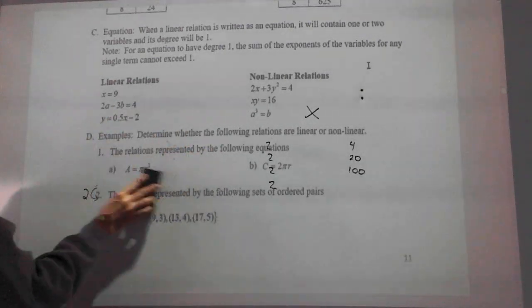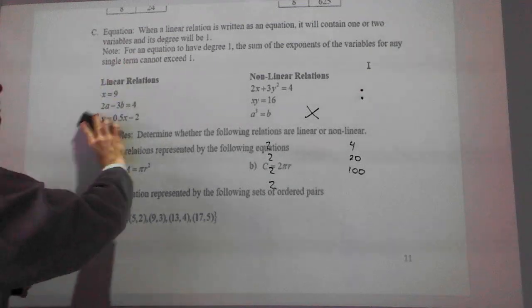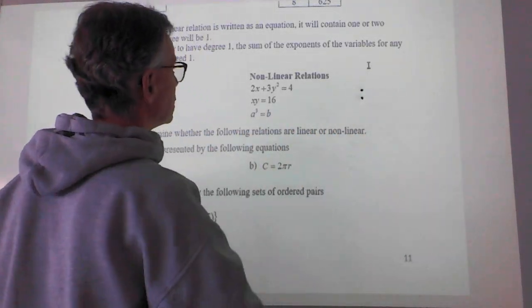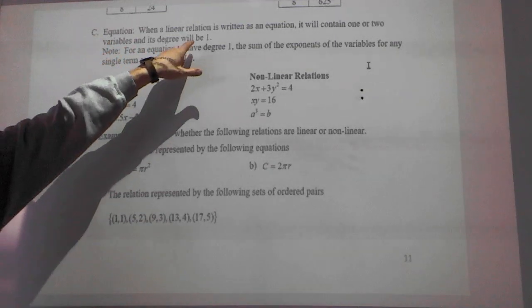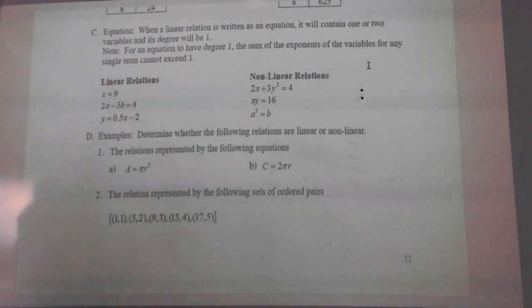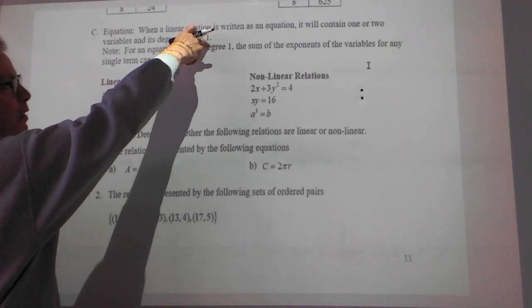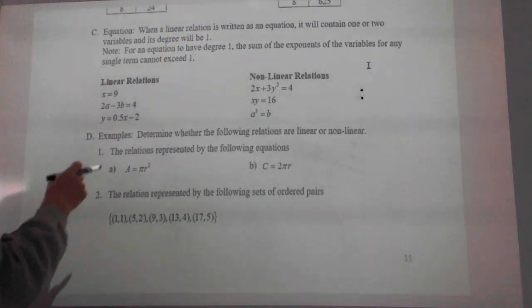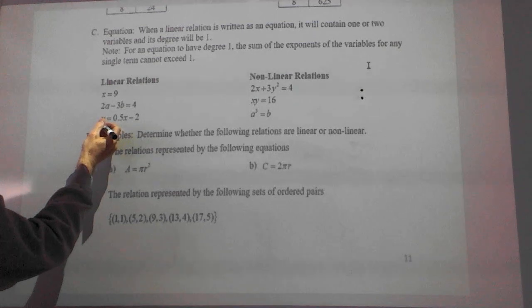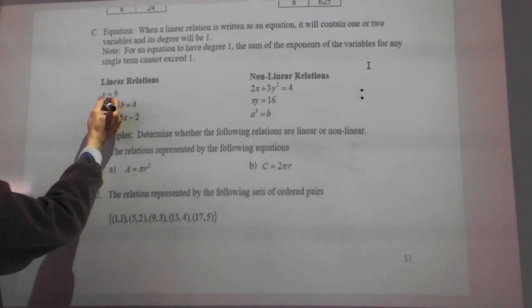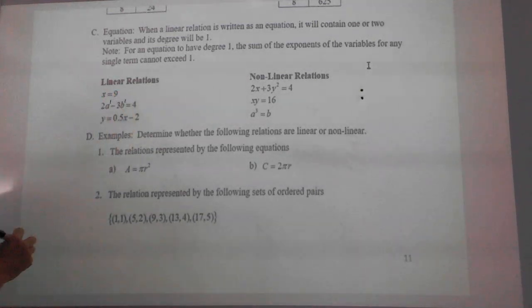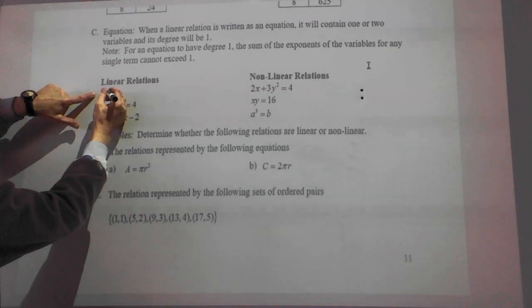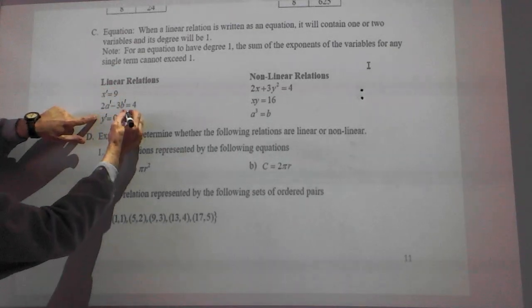Now, if you're given an equation, then all you need to do is check the degree. Remember, we talked about degree in the polynomials chapter. If the degree of your equation is 1, then you're good. It's a linear relation. And remember, the degree is just found by looking at each term and seeing what's the greatest exponent on any one term. As you can see, all of these variables have exponent 1, and that's why they're all linear.